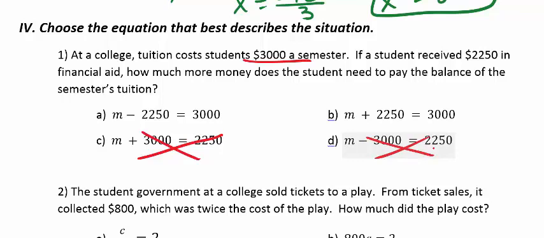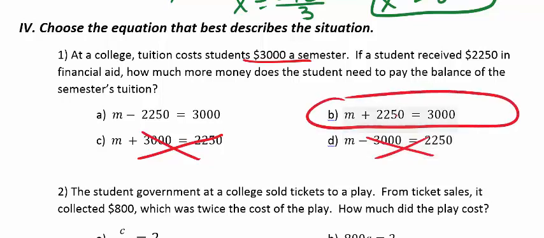So our choices now are between A and B, and we know that the student gets $2,250 in financial aid and wants to know how much more money he needs. Well, that means he has to add the money he puts in with his financial aid to get to $3,000. So our answer has to be B. Those two amounts added together equal $3,000.